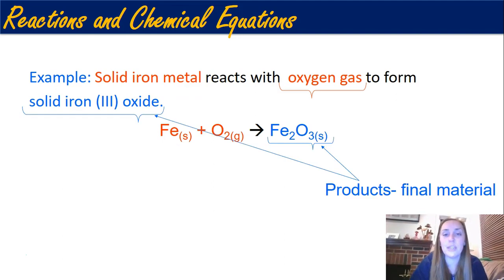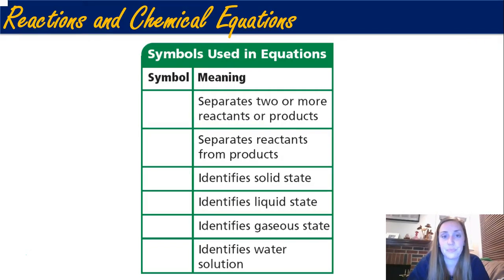Then in blue here, you'll see that we have our products, which is your final material. So what is this actually forming at the end? What substances do you have? Like this only has one substance, iron 3 oxide, but maybe it's making multiple things. So what is it forming in the end?